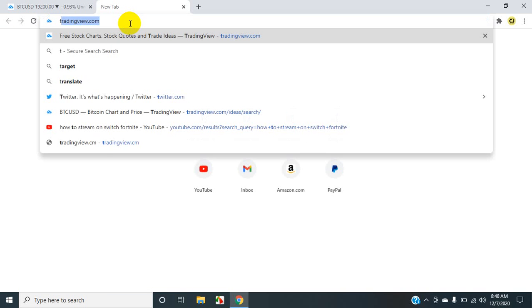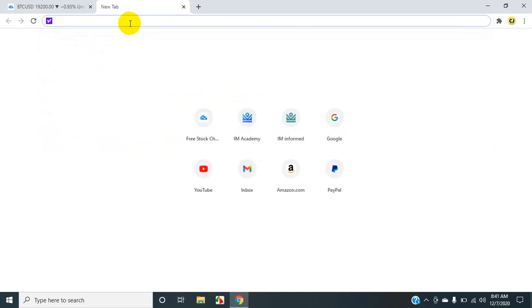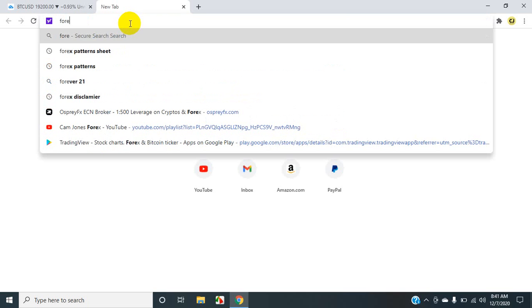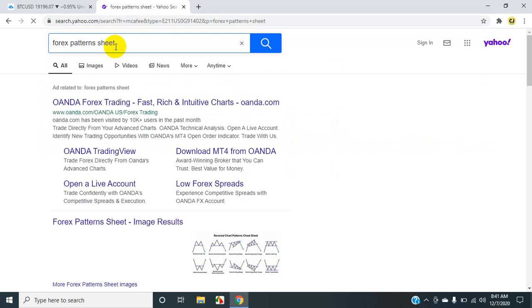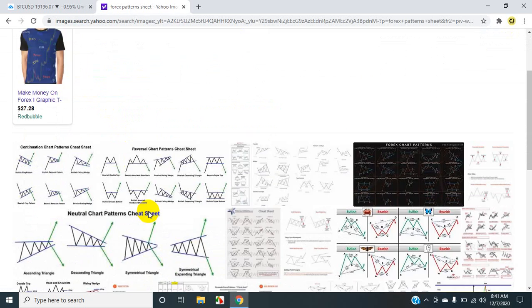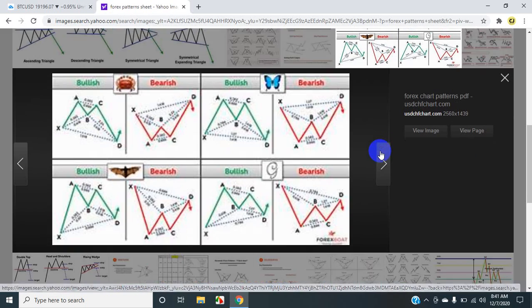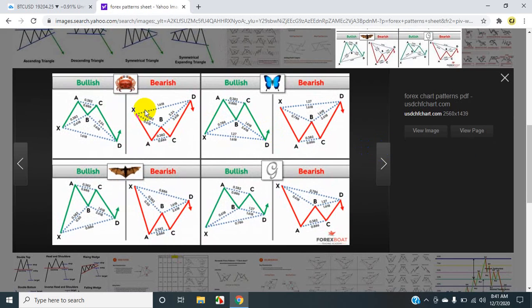What was it called? Forex. So we're going to type in Forex pattern sheets. We're going to go to images. See which one I found. So I found this right here. I found a bearish W, which is right here.